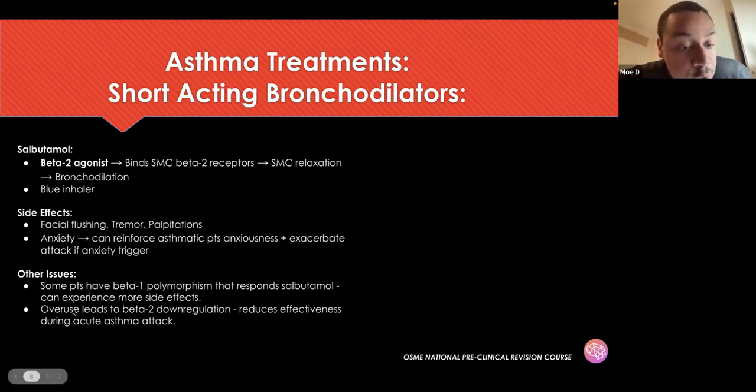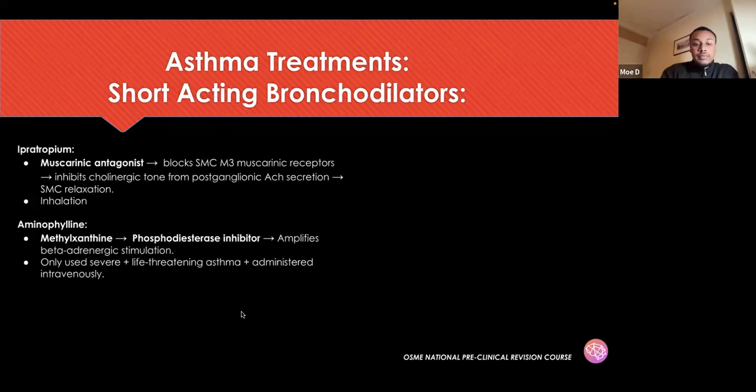And also the overuse of salbutamol can lead to the downregulation of beta-2 receptors on the smooth muscle cells, and that can consequently reduce the effectiveness of the salbutamol usage during an acute asthma attack.